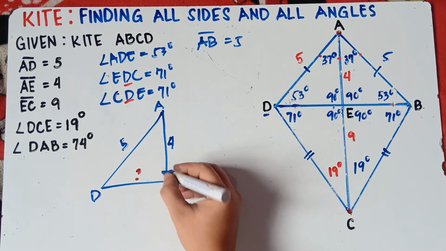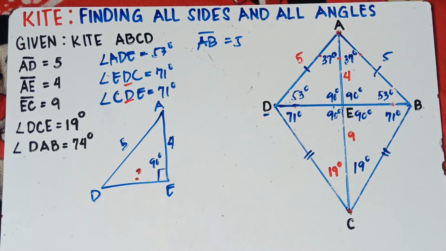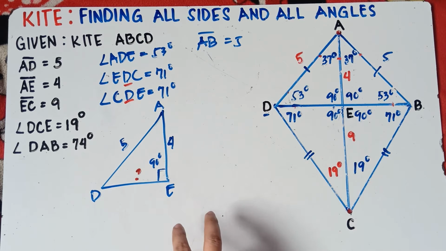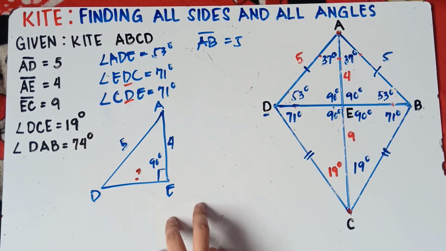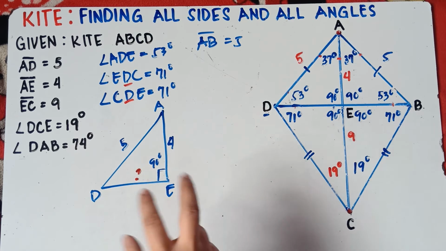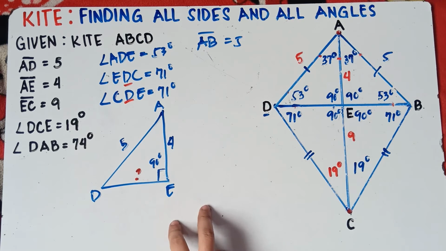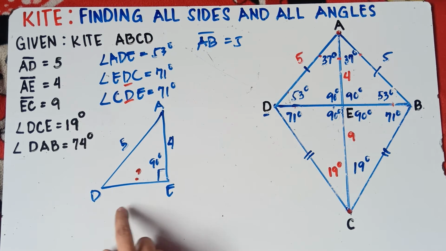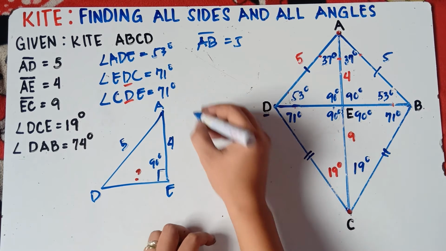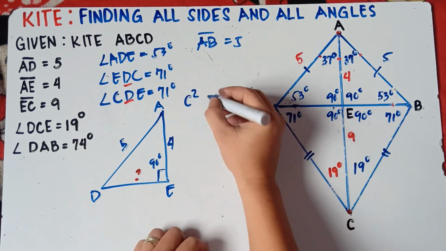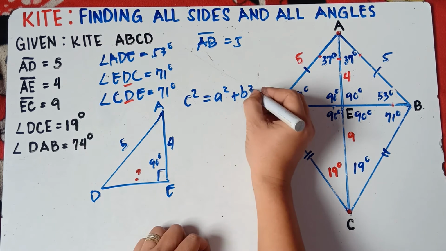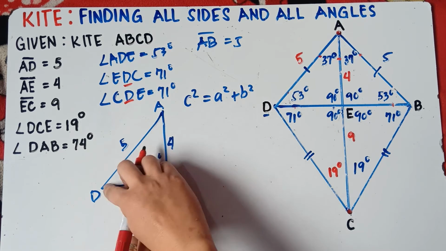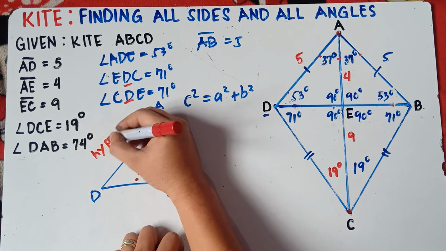So to find that side, of course, we have a 90 degrees angle right here. Now, if you have a 90 degrees right angle, class, therefore, you can always use the Pythagorean theorem. Once again, if this is a right triangle, you can always use the Pythagorean theorem in finding one side. Let's find the side DE, class. The formula is C squared equals A squared plus B squared. And C, class, is always the longest side. So C is the hypotenuse.